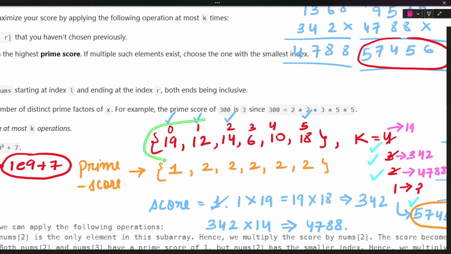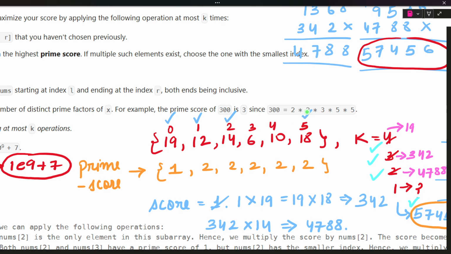Okay. Can we choose this prime score? Like this subarray? No. Again, the prime score, right? Can we choose this? No. Can we choose this? No. Can we choose this? No, because these all have a better prime score. So 19 can't be chosen again. Okay, so 19 was a valid one.